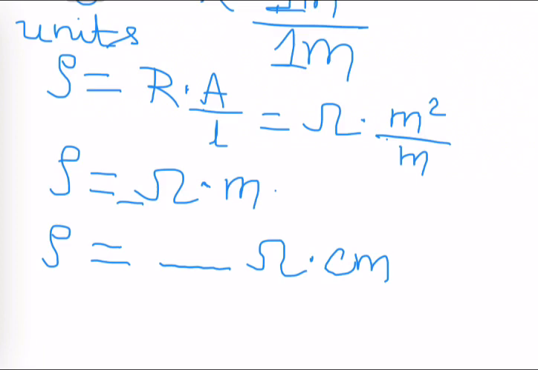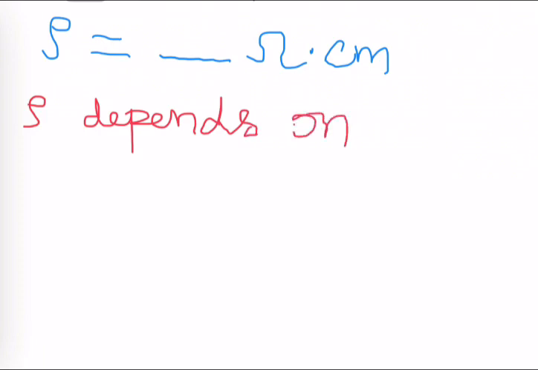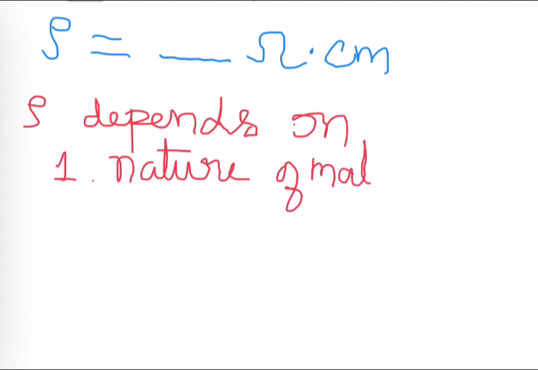Now, resistivity is a constant for a given material, but it also depends on some quantities. Number one, it depends on the nature of the material of the conductor, whether it is copper, iron, aluminium, or nichrome. But for copper, it is constant; copper resistivity does not change, provided temperature is not changed. It should always be measured at room temperature.